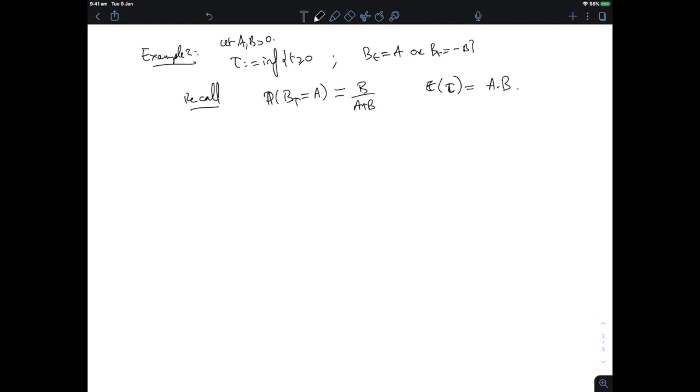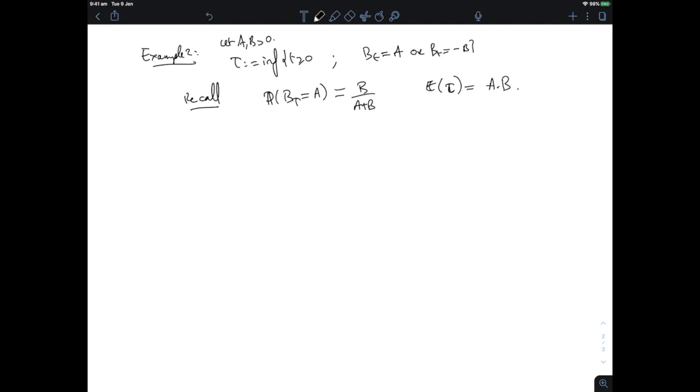So as always, we define a stopping time tau as the infimum of times such that Bt reaches a or Bt reaches minus b, and we give ourselves some a and b that are some positive numbers. So we have shown previously that the probability that you exit through the right hand side rather than exiting through the left hand side is b divided by a plus b, and we've also seen that the expected time at which this exit happens is a times b.